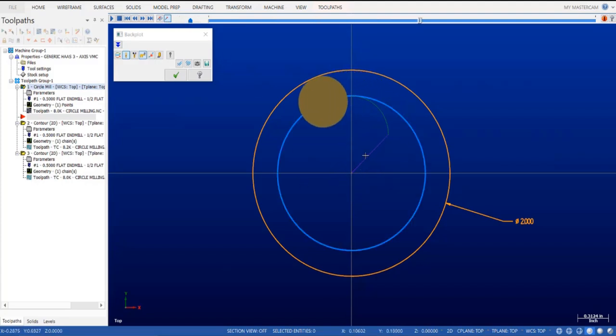You can see the angled approach, then radius in on the lead in, and then we make our way all the way around, and at the top of the circle it gently comes back out of the cut as a radius move, and then a linear move back to center.